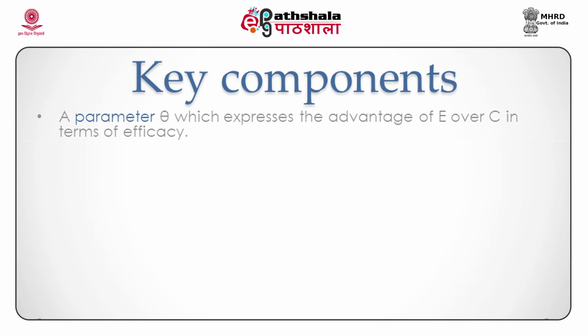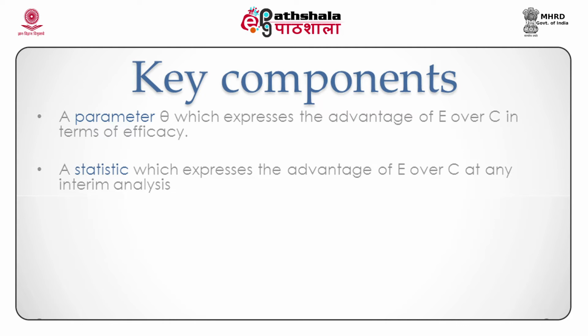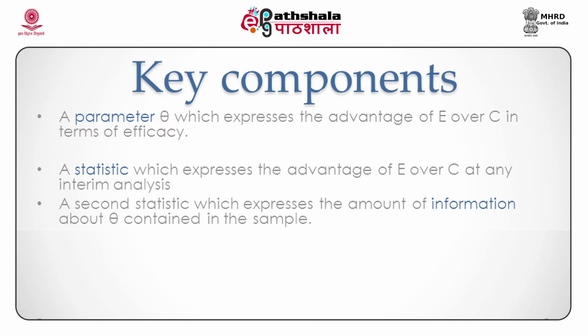A sequential design thus has several key components. The first is a parameter which we denote by theta. Theta quantifies the difference between E and C in terms of treatment efficacy. We next have a statistic which expresses the advantage of E over C as is apparent from the sample of data available cumulatively up to an interim analysis. We shall also need a second statistic, and the purpose of this statistic is to express the amount of information about theta which is contained in the sample.